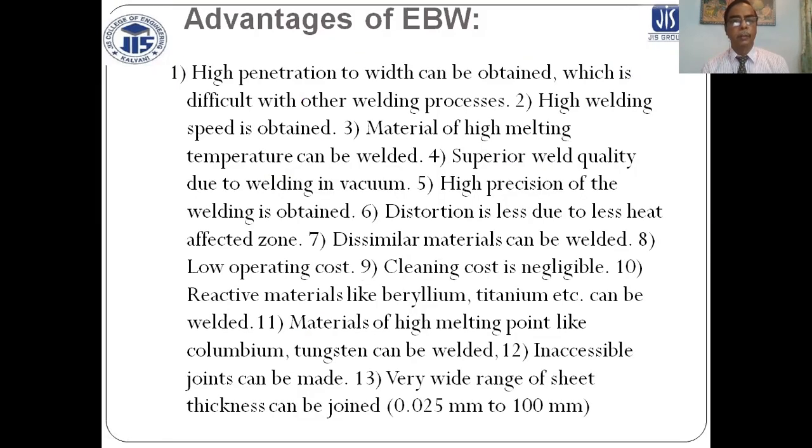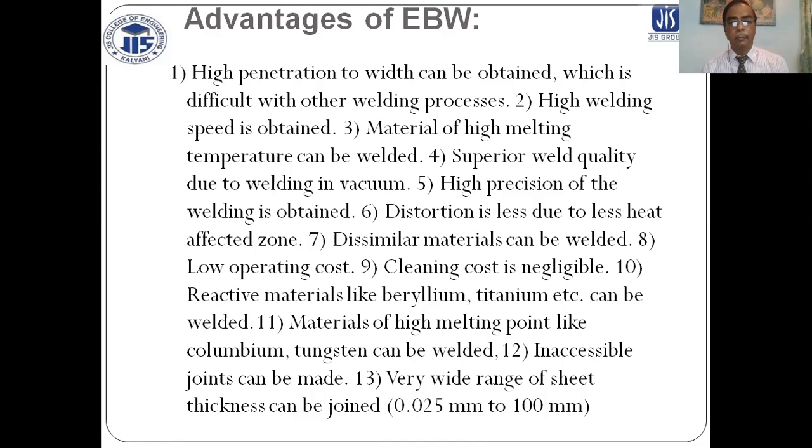Advantages of electron beam welding: 1. High penetration of heat can be obtained, which is difficult with other welding processes. 2. High welding speed is obtained. 3. Materials of high melting temperature can be welded. 4. Superior weld quality due to welding in vacuum. 5. High precision of welding is obtained. 6. Distortion is less due to less heat effect control. 7. Dissimilar materials can be welded. 8. Low operating cost. 9. Cleaning cost is negligible.